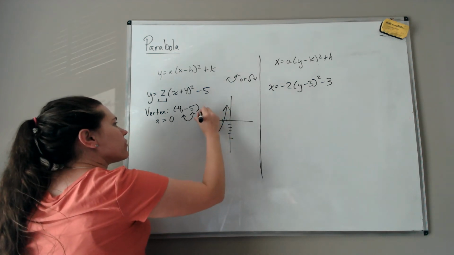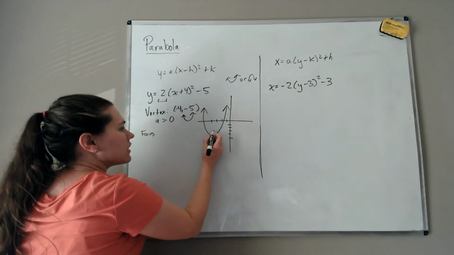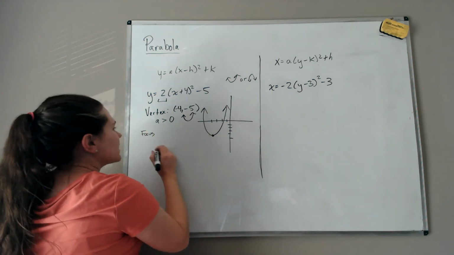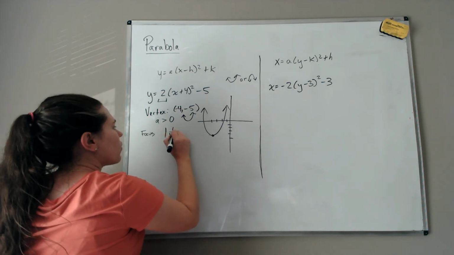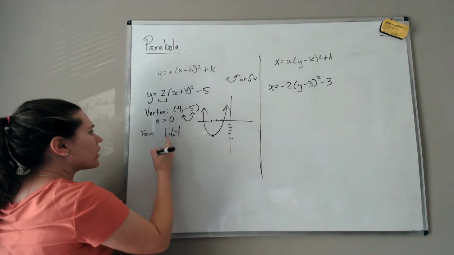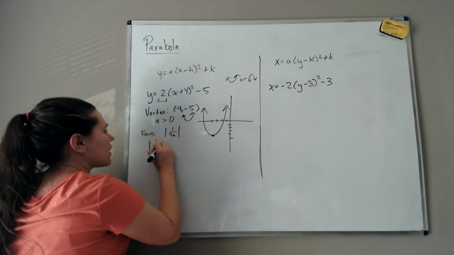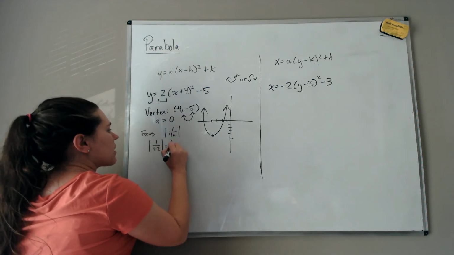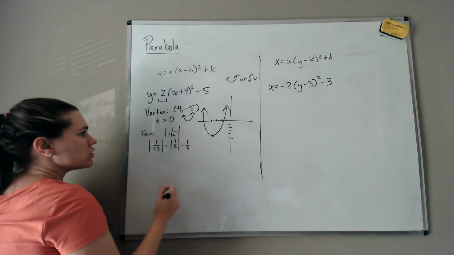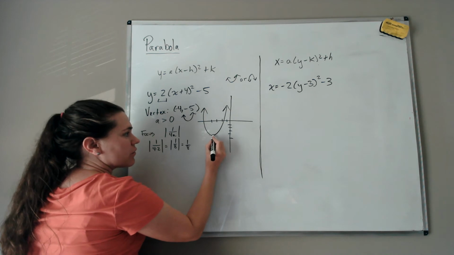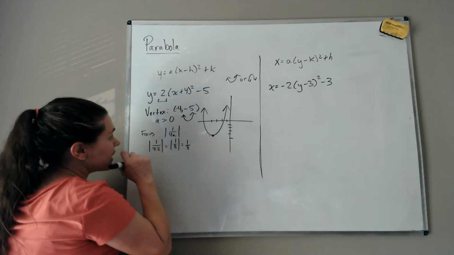Now, where will the focal point or the focus be? The focus is inside. So remember, to get from the vertex to the focus, that's the absolute value of 1 over 4a. So 1 over 4a, a is 2. So this is the absolute value of 1 over 4 times 2. So it's going to be the absolute value of 1/8, which is 1/8. So I have to go up, because the focus falls inside. So the focus is going to fall up 1/8 of a unit.